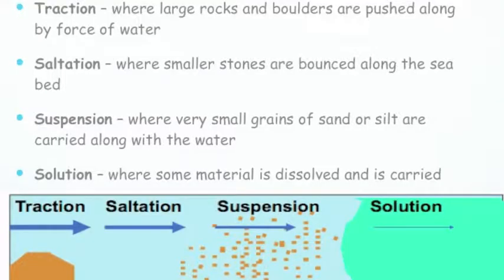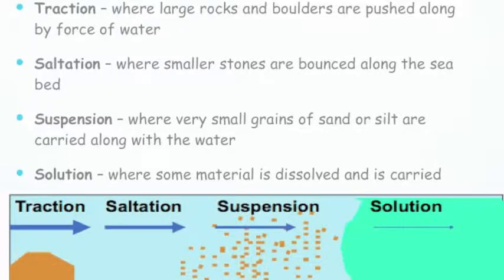The third geomorphic process is transportation. So we're talking now about all the things that have been eroded and weathered away, the material that's come off your cliffs and your rocks. They're transported. So traction, if we start right at the really large pieces, where really big boulders and rocks are pushed along by the force of the water, so they can only be carried a very small distance because they're too big. Saltation is where smaller stones are bounced along the seabed.